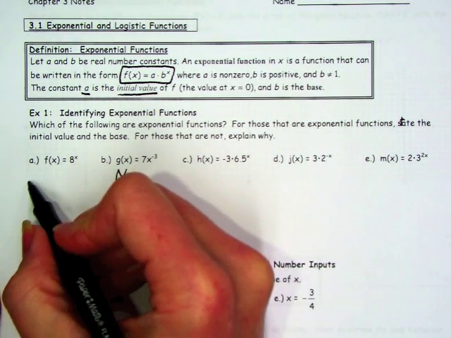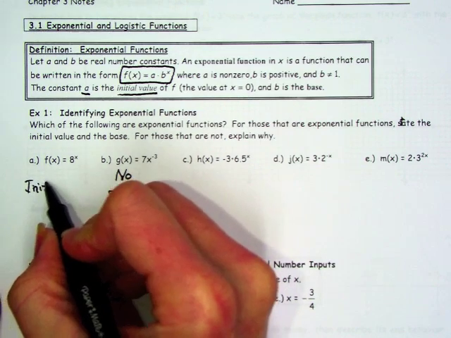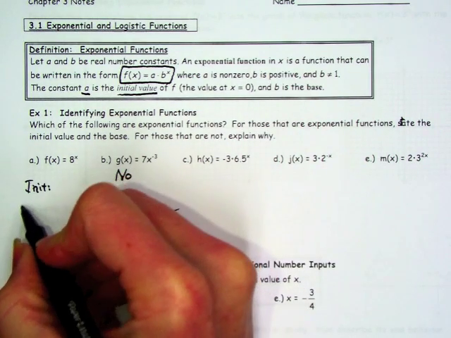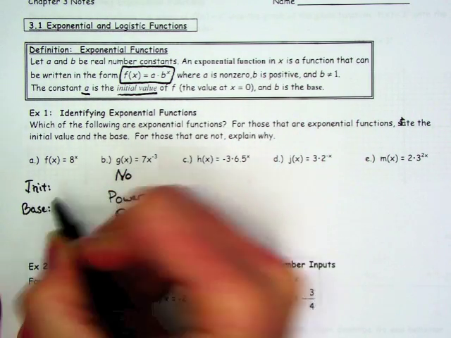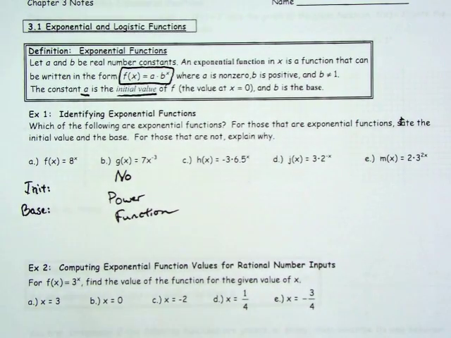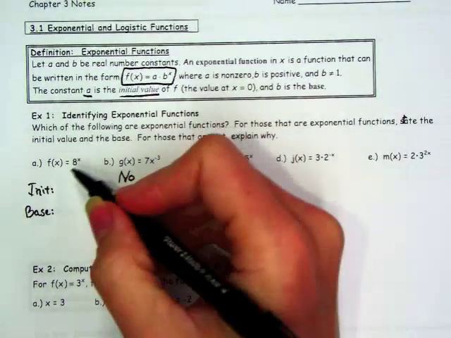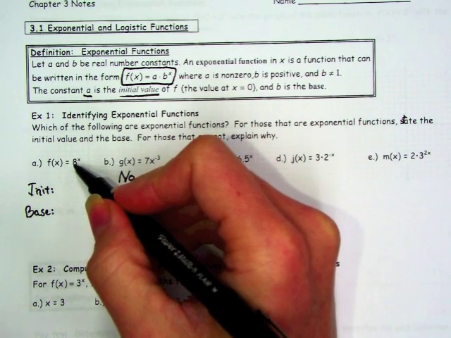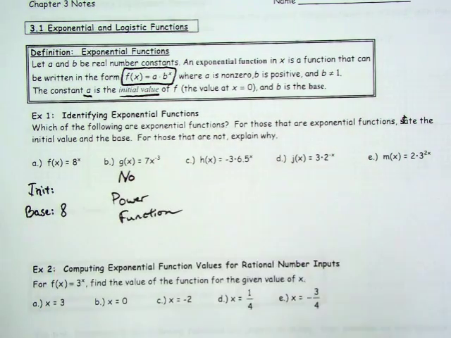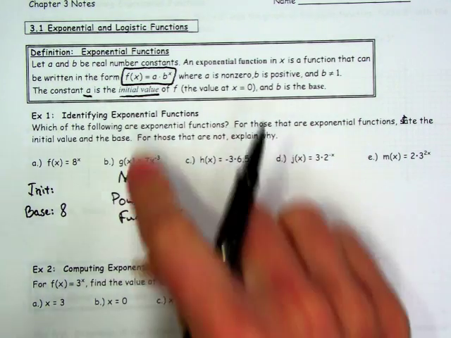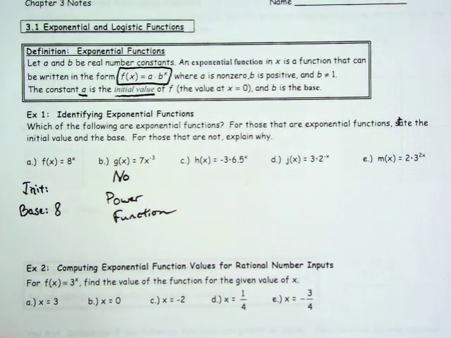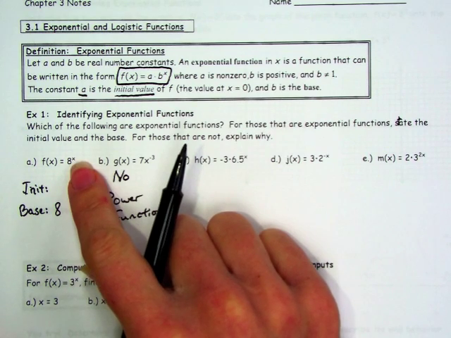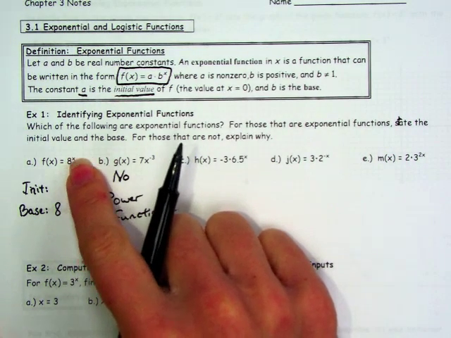So here we have an exponential function. We need to identify the initial value, and we need to identify the base. I'm going to start actually backwards. I'm going to start with the base. Base is what's being raised to the power x, and so if we look at that, we have 8 as our base. Initial value can be memorized as the a, but technically any initial value is always the value you have for the function when you put 0 in for x. A to the 0 is 1.